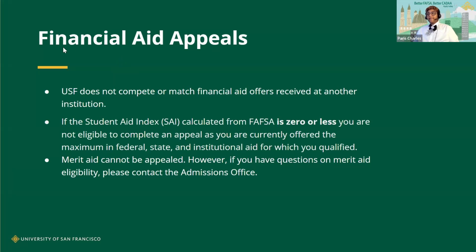So today we will be reviewing information on how to request a financial aid appeal. First and foremost, it's important to understand that USF does not compete or match financial aid offers received at other institutions. If the student's SAI calculated from the FAFSA is 0 or less, they're not eligible to complete an appeal, as you're already being offered the maximum in federal, state, and institutional aid for which you qualify. Merit aid cannot be appealed. However, if you do have questions on your merit aid eligibility, please contact the admissions office or your admissions counselor directly.